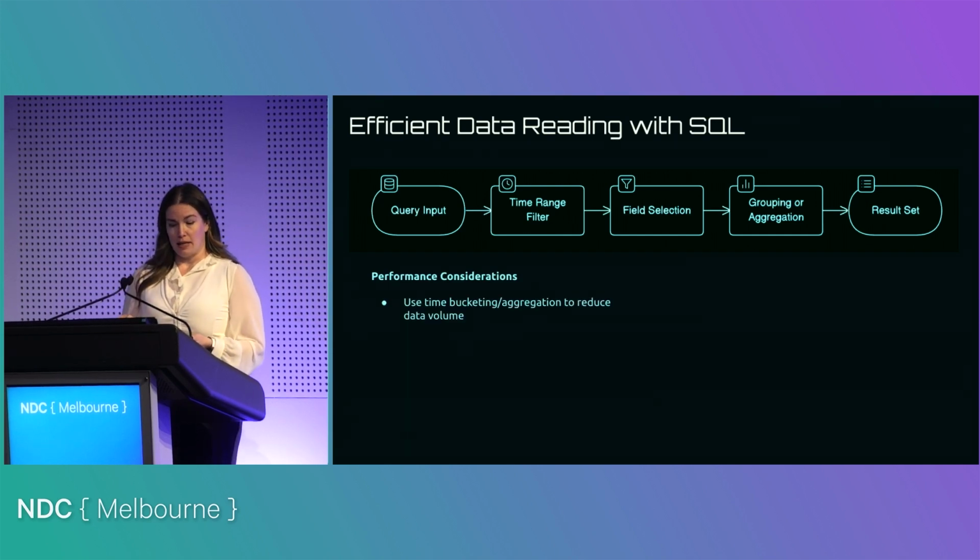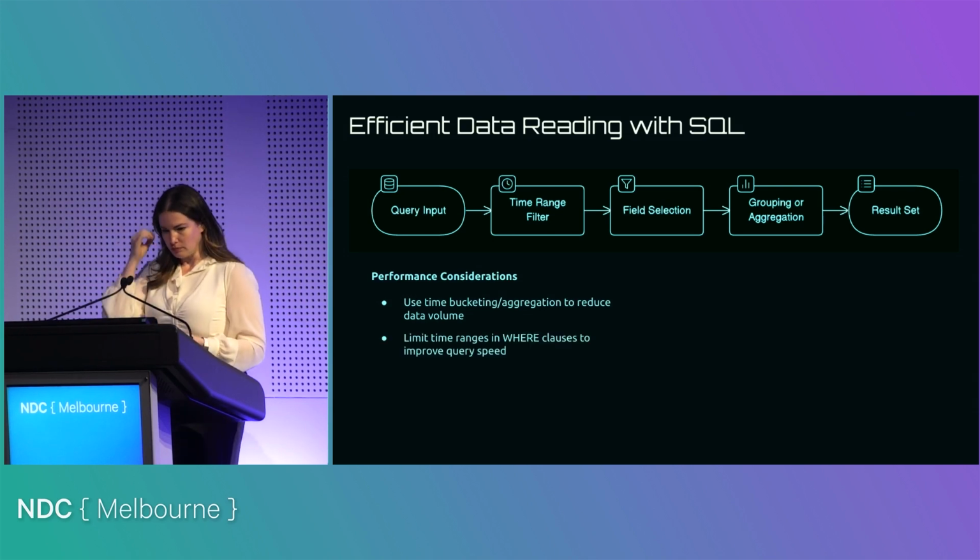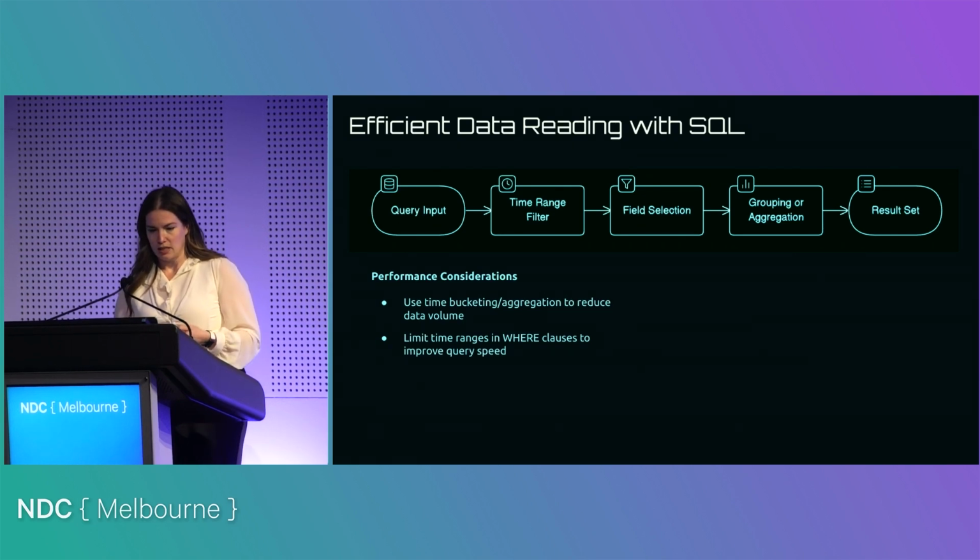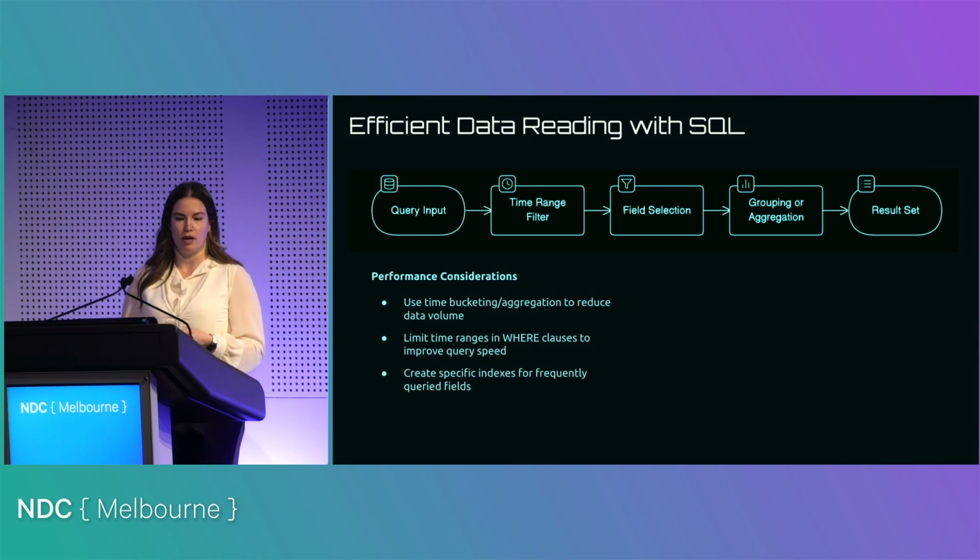Using time bucketing or aggregation to reduce data volume. For instance, rather than querying every second of data over a year, just aggregate it into hourly or daily buckets to go through. You can also limit time ranges and where clauses to improve your query speed, and create specific indexes for frequently queried fields to speed up common operations.